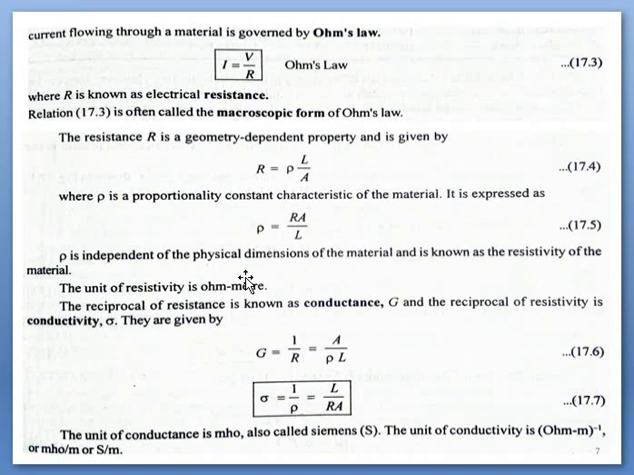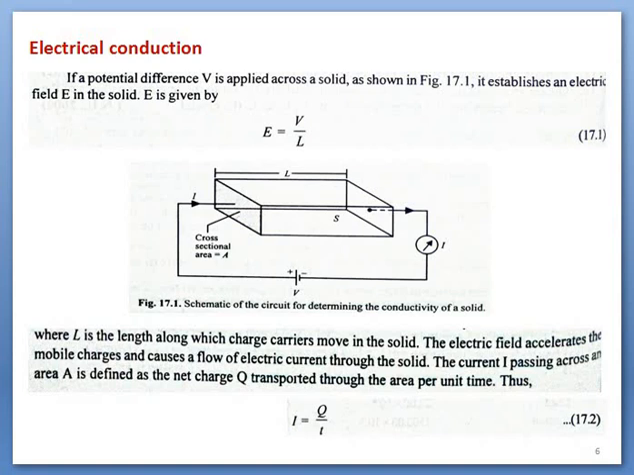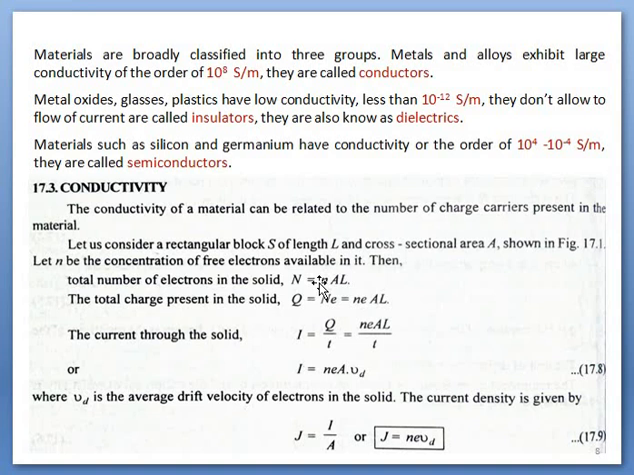Consider that small n be the concentration of free electrons. Concentration means the number of electrons per unit volume is small n. Since we know that the volume of that block is A into L, the total length L and cross section A, the total volume will be A into L. So n is the number of electrons per unit volume. We need to find the total number of electrons, so per unit volume small n, and in total volume it will be multiplied. So we have the total number of electrons, capital N.